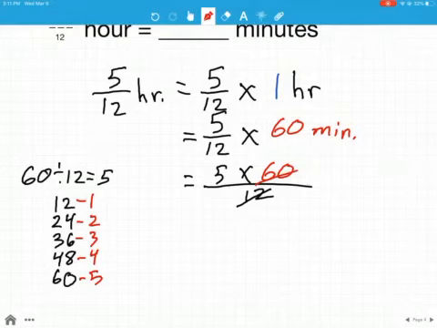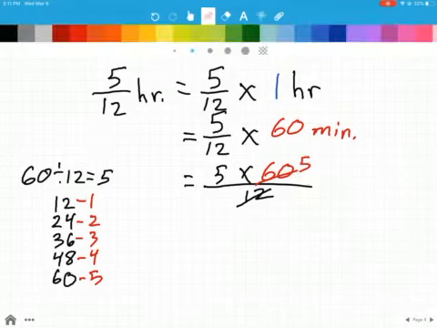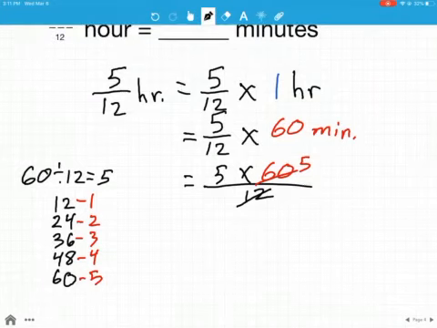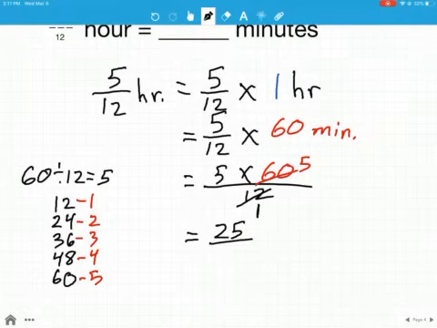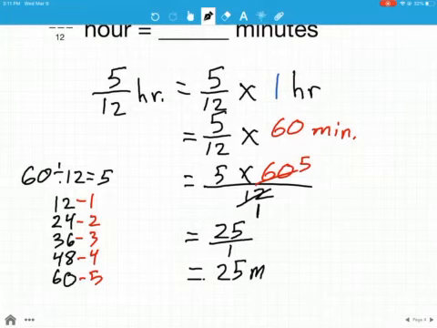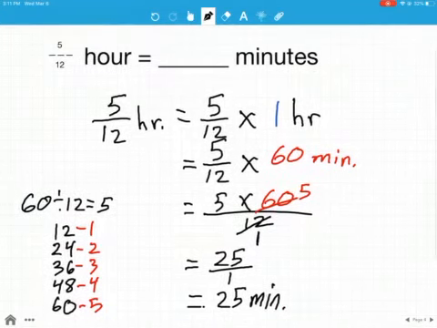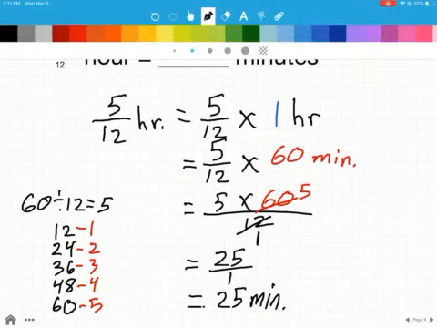So I'm going to cross the 60 out and put a 5 there. I'm going to cancel my 12 and put a 1 there. And my problem now becomes 25 ones, or 25 minutes. So my answer is 25 minutes on this one.